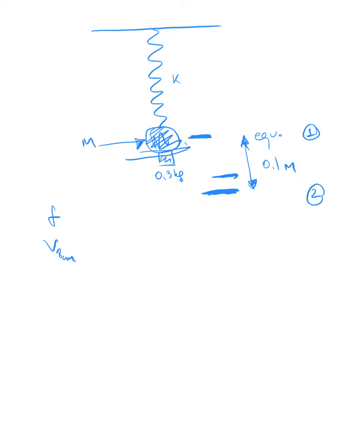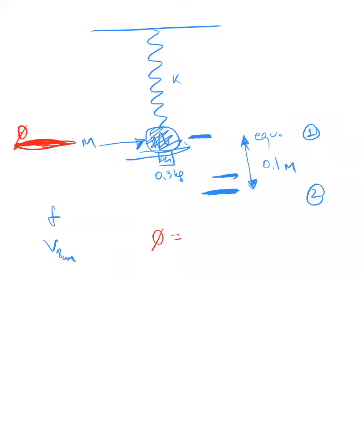What I will do is I will take this as my 0 level. And if this is my 0 level, then I have 0 potential energy. This object isn't moving yet, so I have 0 kinetic energy. And the spring is unstretched, so I have 0 spring energy. So my energy here is 0.